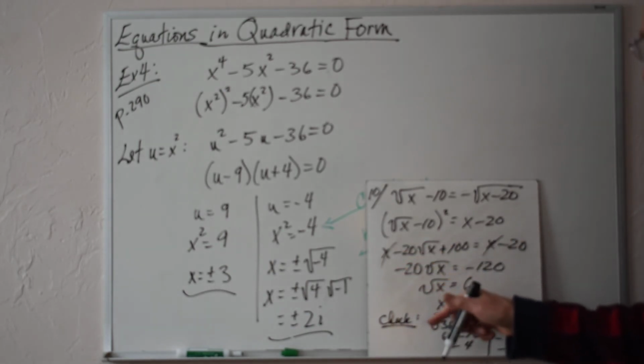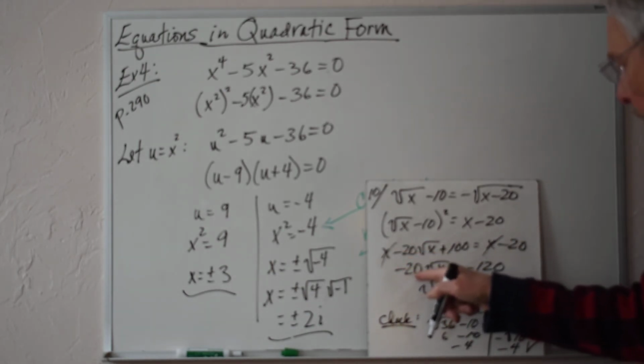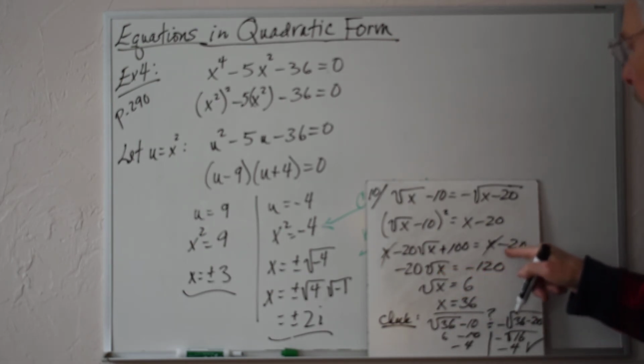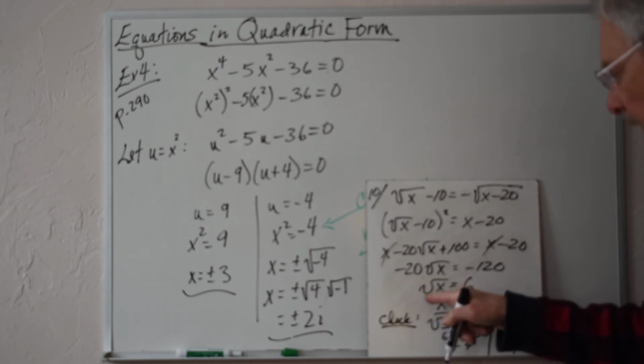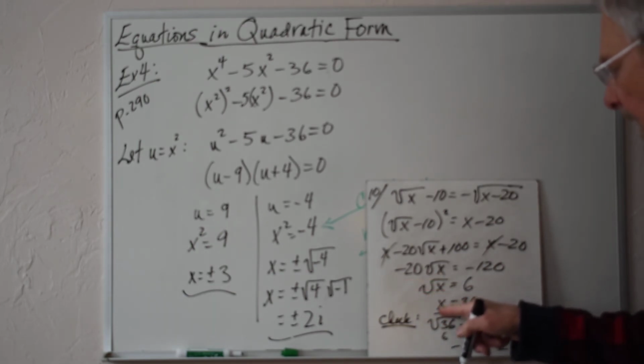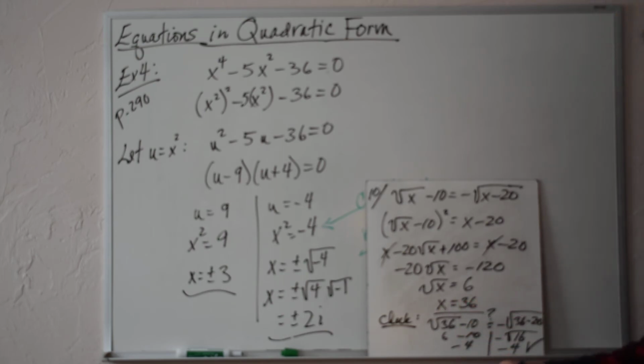Subtract x from each side, I arrive at minus 20 times the square root of x equals minus 120. Divide each side by minus 20 and I get square root of x equals 6. Square each side, I get x equals 36. I think, but we'll have to check.